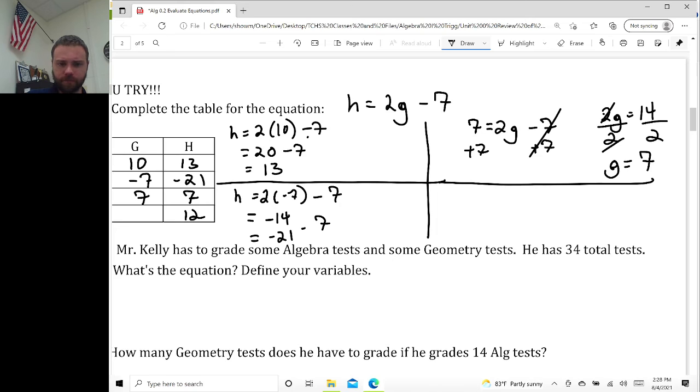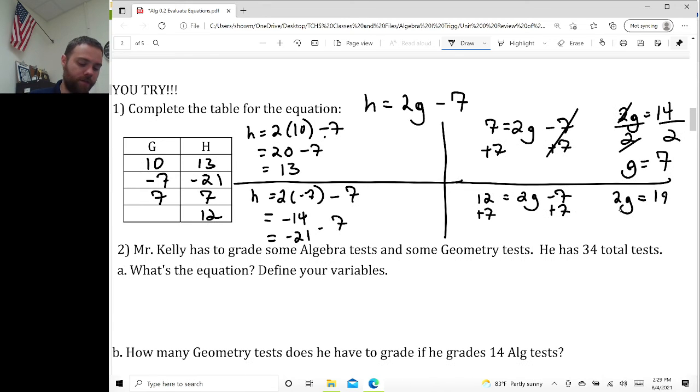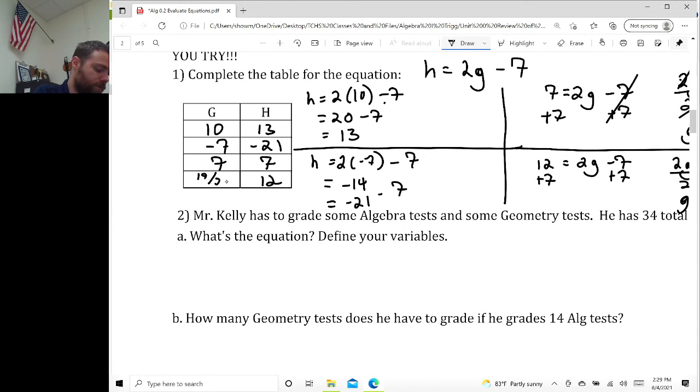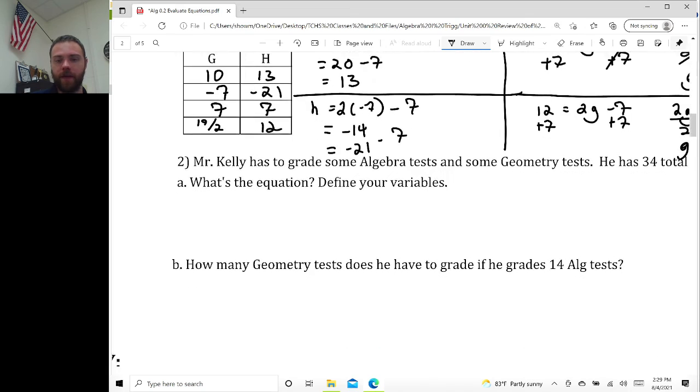I've got to plug in 12 for H. I'm left with 2G minus 7, and I'm trying to solve for G. So if I do this, 7 is being subtracted, so what's the opposite of subtraction? It's going to be addition. So I'm going to add 7 to both sides of that equation. So I get 2G equals 19. So if I divide both sides by 2, I get G is equal to 19 over 2. And I'm done with that.